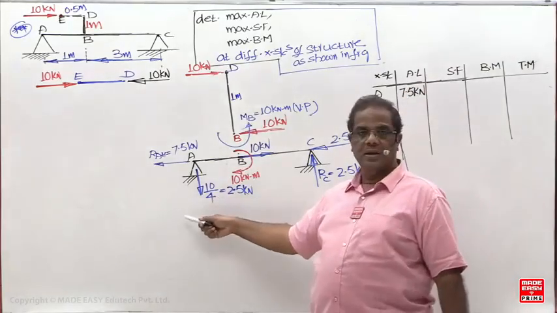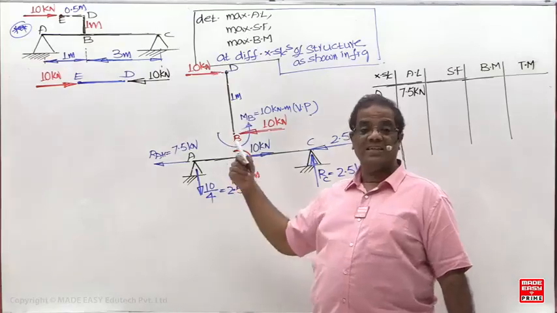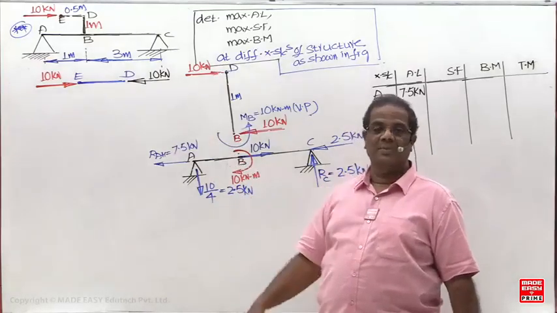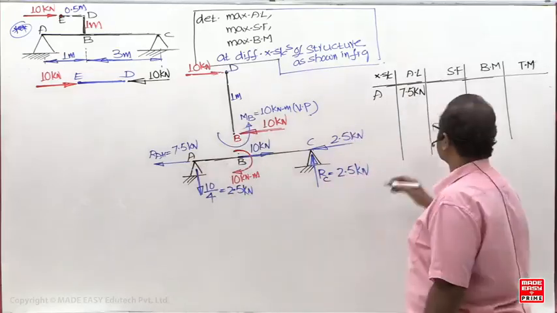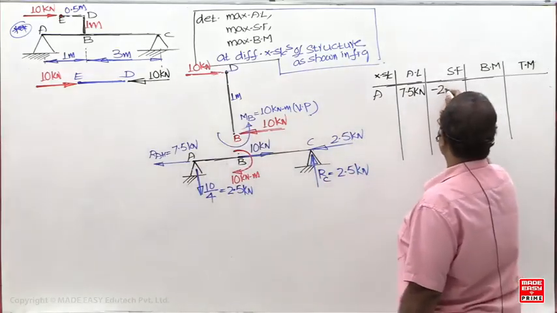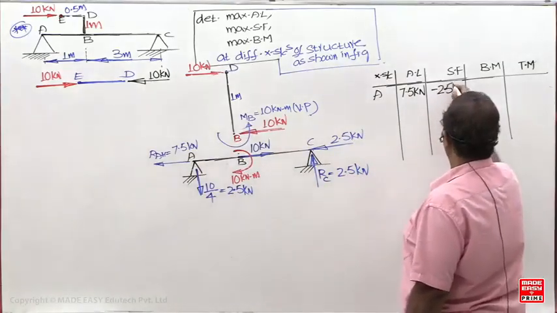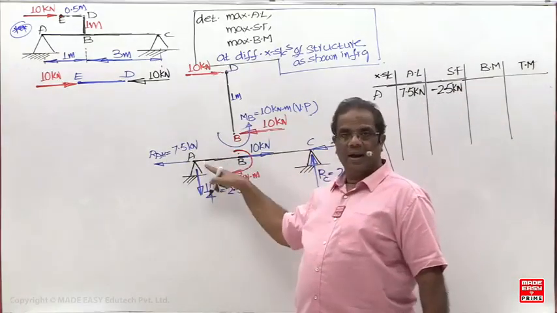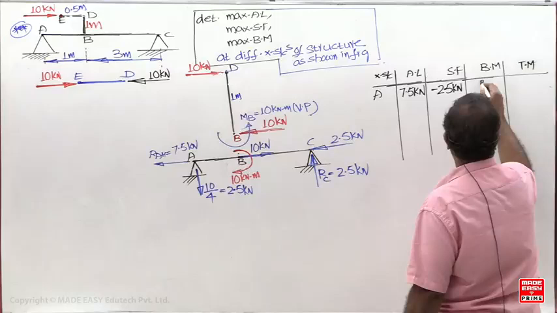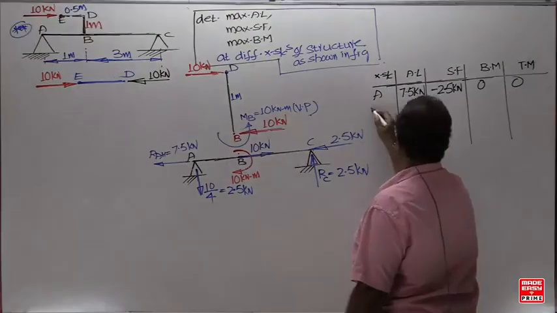Shear force. Vertical reaction will become a shear force at the extreme end. Left hand side downward is negative, minus 2.5. Bending moment is 0 because there is no couple. 0.